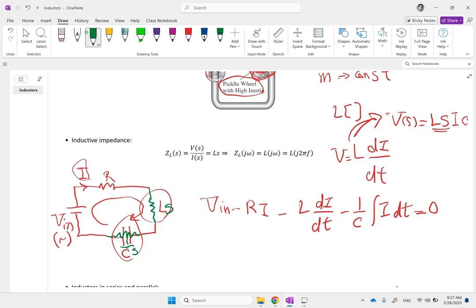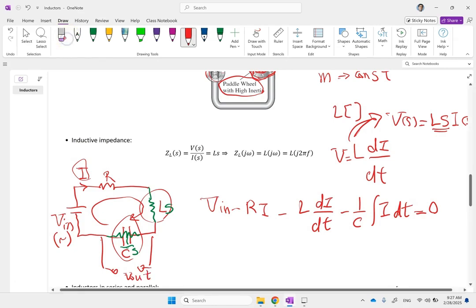If that's the case, let's say in this case you want your output to come from the capacitor. So this is your V out. And let's say you want to find a transfer function or anything. So in this case, this is what you do.